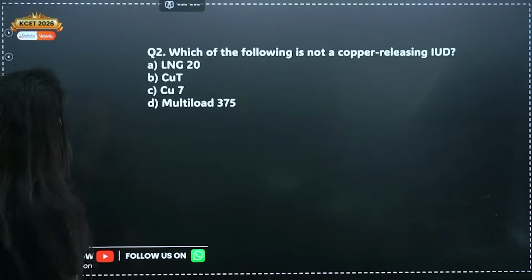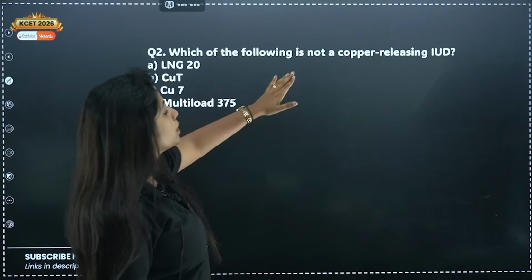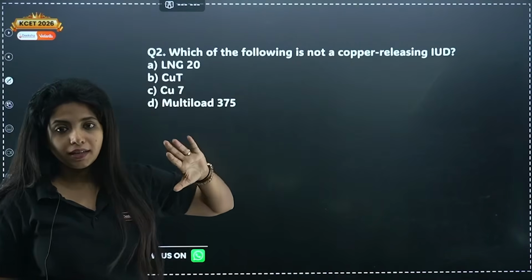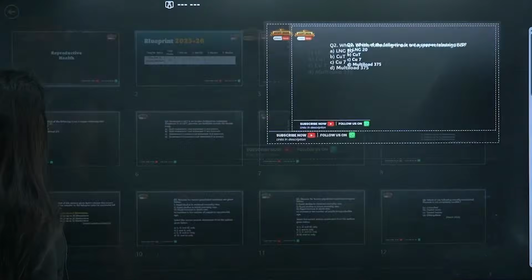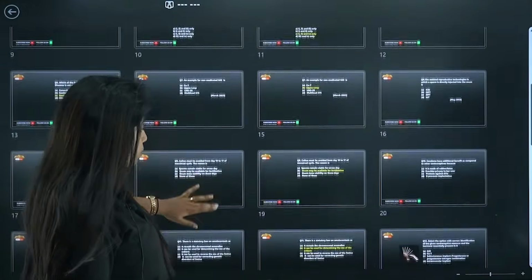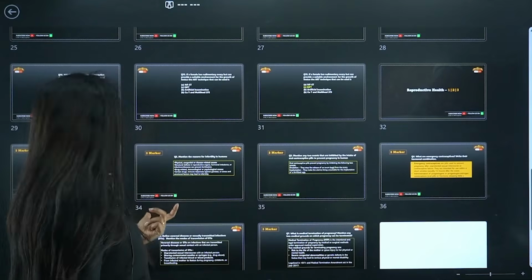Now going ahead with the next question, this is also from your model paper, is what I believe. Which of the following is not a copper releasing IUD? Copper releasing IUD. So my dear children, for giving you the answer for this question, I think we need to go a bit more ahead and talk actually about IUDs.